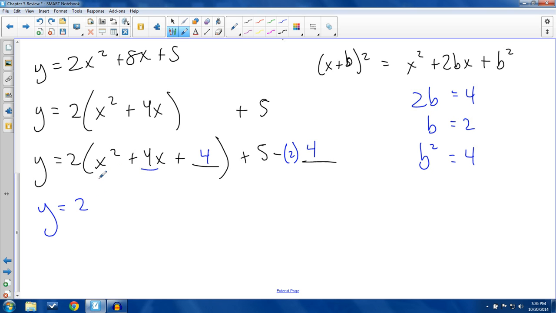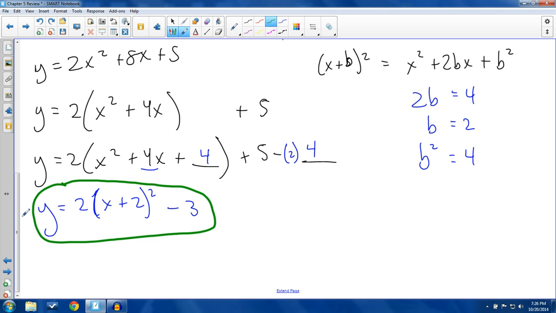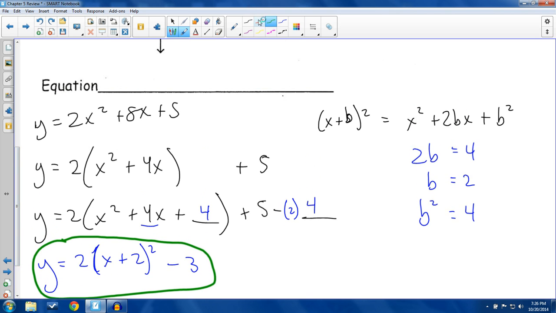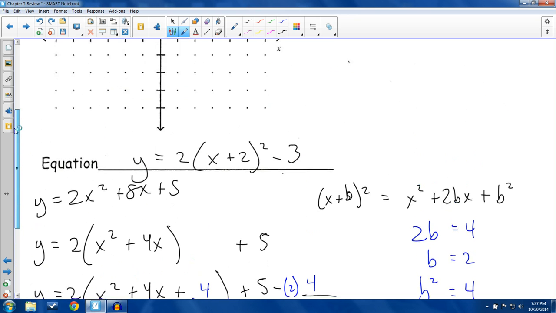So the whole idea for this is, again, in normal cases when you want to solve for something, you need to make this a perfect square trinomial so it's factorable into one x value. X squared plus 4x plus 4 factors into x plus 2 quantity squared. And this is 5 minus 8. 5 minus 8 is 3. So your final solution is y equals 2 times x plus 2 quantity squared minus 3. Let me write it here one more time. Remember, it is an equation. That's what we get.